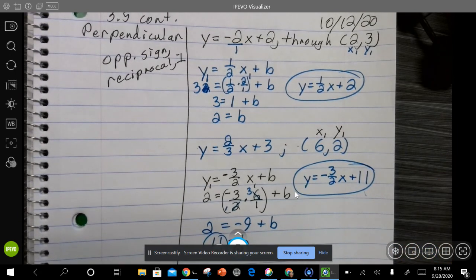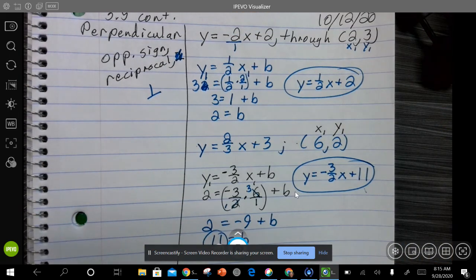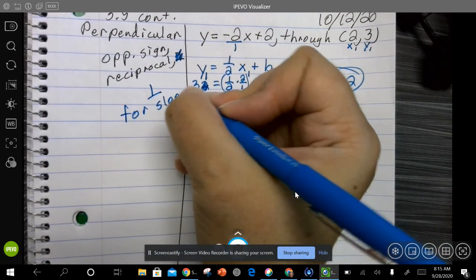Okay, everybody, you've got this. So remember, opposite reciprocal, perpendicular. And this is for the slope, for perpendicular lines.